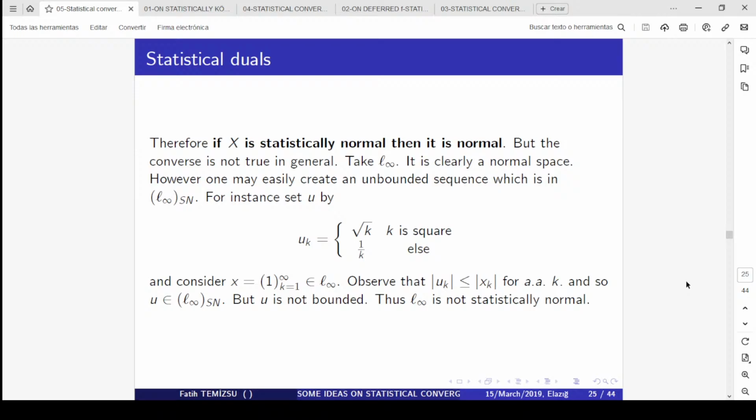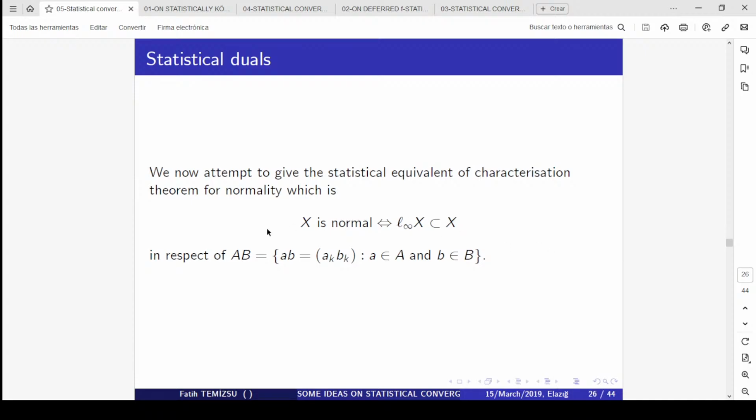To me, what makes this part different is the way of the result. I mean, generally, if we have a concept in the usual sense, we say that it also satisfies the sense from the statistical point of view. For example, if X is a convergent sequence, then it is statistically convergent. Or if it is bounded, then it is statistically bounded. But here we observe that if a sequence space is statistically normal, then it is normal. And we show that the converse is not true in general.